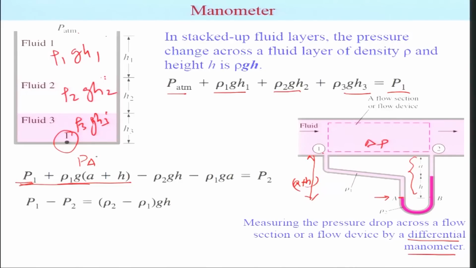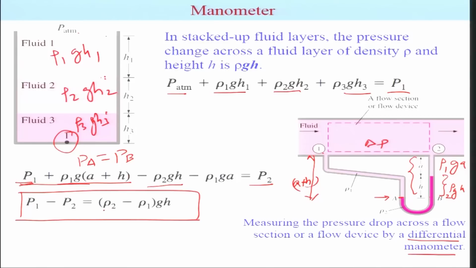Then this is the same as P B, and then it is going up, so you have to decrease it. That means rho 2 g h is this part, and then you have this rho 1 g a. Okay, and that's how you're going to achieve P2. So if you do this analysis, the change in the pressure turns out to be simply rho 2 minus rho 1 multiplied by g h.